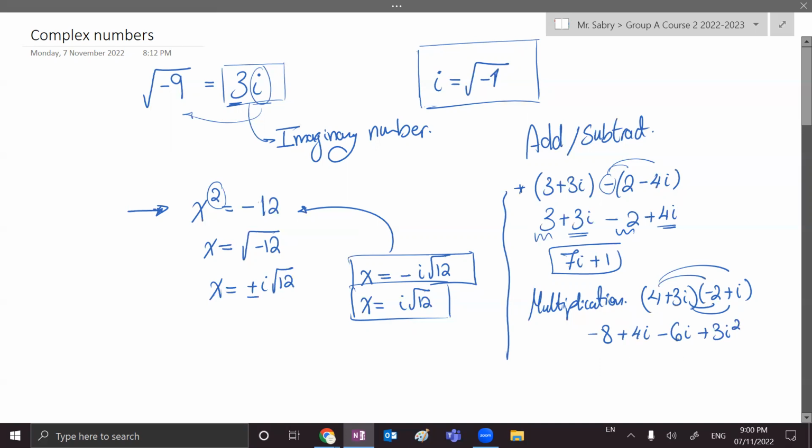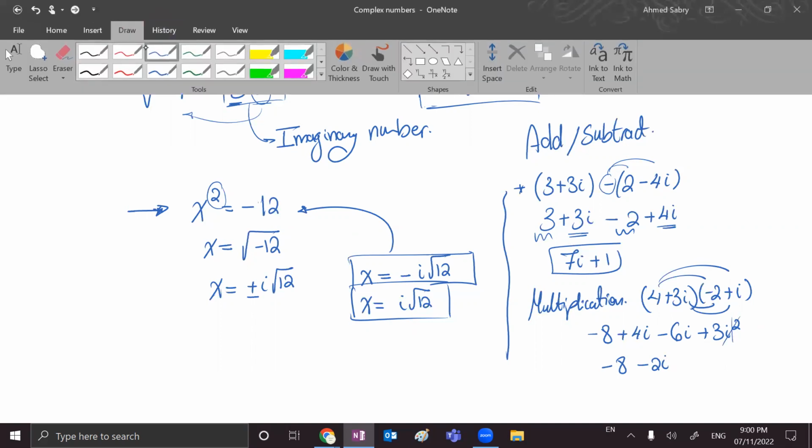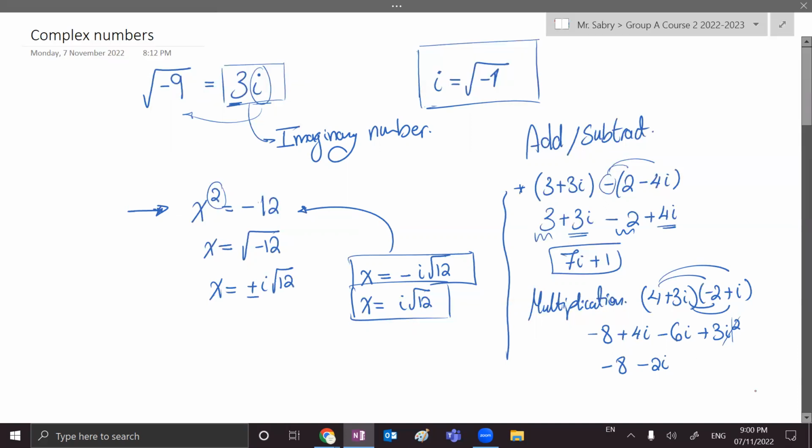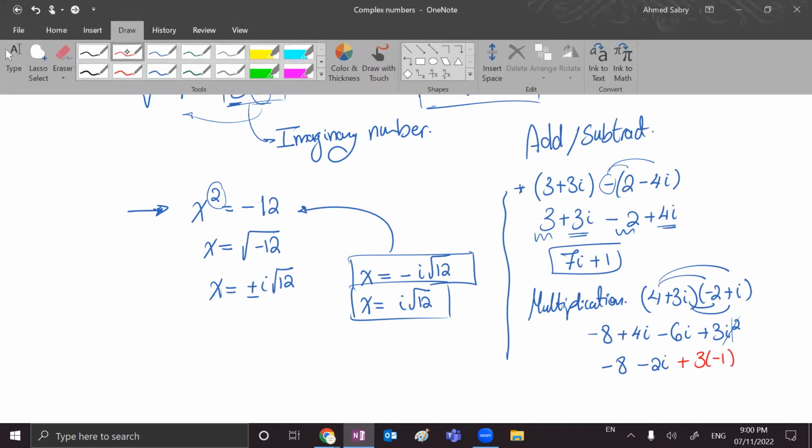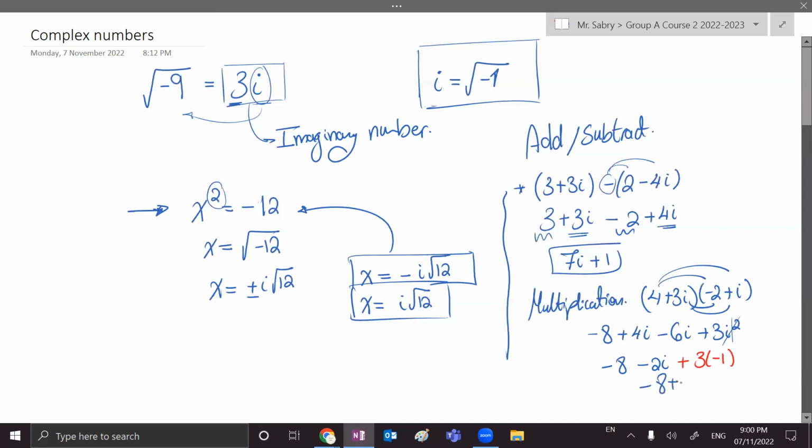Now, any like terms should be added right away, so the negative 8 will remain as it is, while the 4i minus 6i will become negative 2i. Any i squared should be removed and substituted with negative 1. So instead of this i squared, I'm going to put 3 times negative 1. That will lead me to negative 8 plus 2i minus 3, which will give me 2i minus 11. This is your final answer of the multiplication.